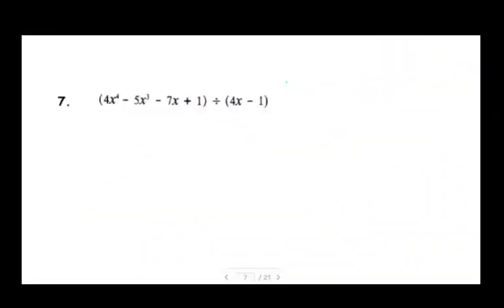Let's see, children, what do we have next? Here, children, there's a degree missing. So here it is 4x raised to 4 minus 5x raised to 3. But where's x square? So for easier solving, let's add 0x square followed by minus 7x plus 1. This whole monomial has to be divided by 4x minus 1. Let's start.